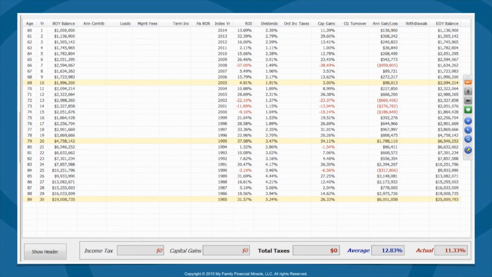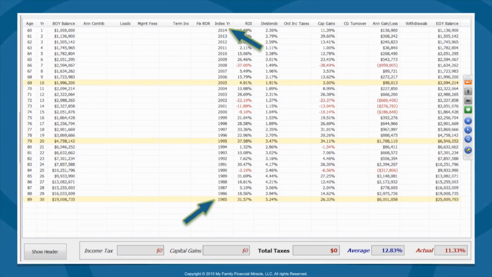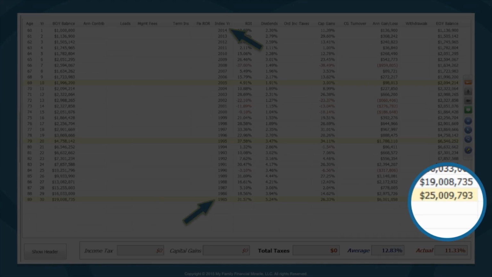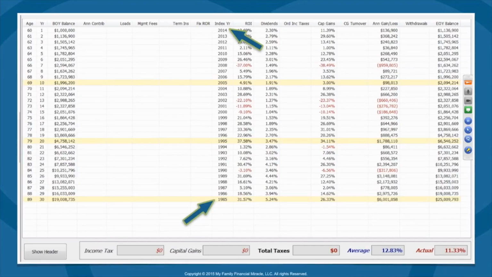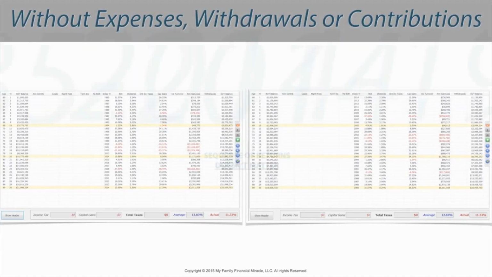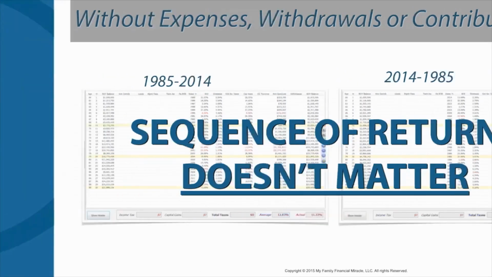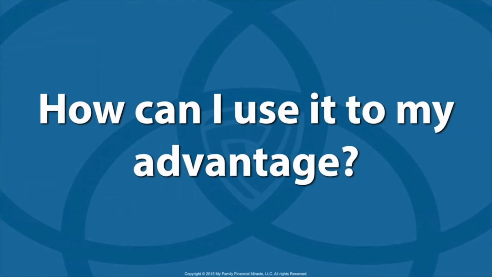Rather than going from 1985 to 2014, I'm flipping the history upside down and we're going to look at 2014 to 1985. Notice that we have the exact same $25,009,793. Isn't that interesting? The first time I saw this, I didn't believe it. I had to go through it line by line. But without expenses, withdrawals, or contributions, the sequence of returns doesn't matter. This really got me thinking. There has to be a way to use this knowledge to my advantage.